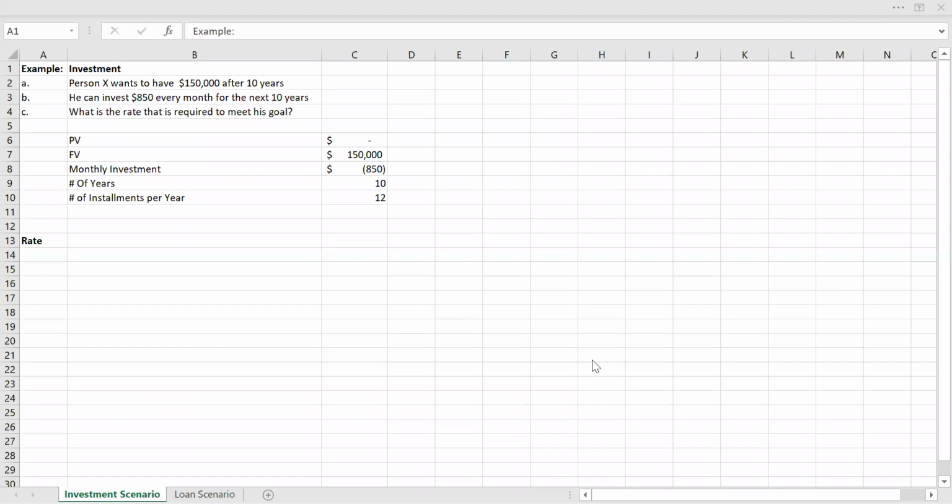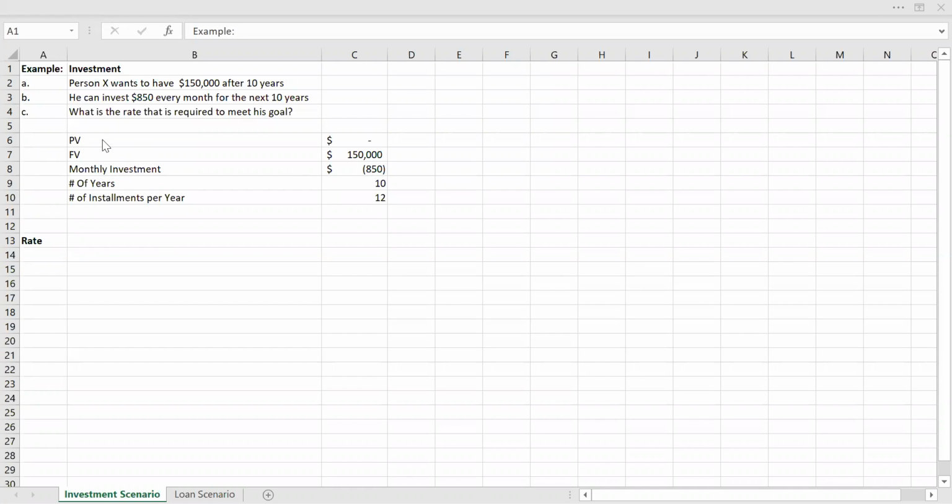Let's say person X wants to have $150,000 after 10 years. He can invest $850 every month for the next 10 years. What is the rate that is required to meet his goal? Okay, so with the help of this example, let's try to calculate the rate.